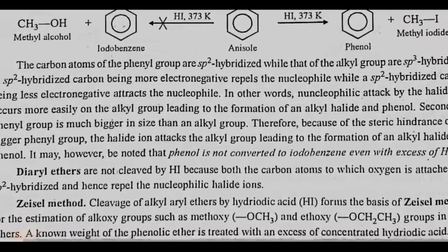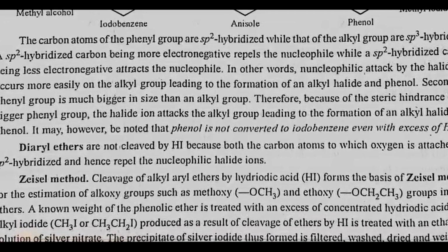The carbon atom of the aryl group is sp2 hybridized while that of the alkyl group is sp3 hybridized. An sp2 hybridized carbon, being more electronegative, repels the nucleophile, while an sp3 hybridized carbon, being less electronegative, attracts the nucleophile. In other words, nucleophilic attack by the halide ion occurs more easily on the alkyl group, leading to the formation of an alkyl halide and phenol. Secondly, a phenyl group is much bigger in size than an alkyl group. Therefore, because of steric hindrance of the bigger phenyl group, the halide ions attack the alkyl group, leading to the formation of an alkyl halide and phenol.